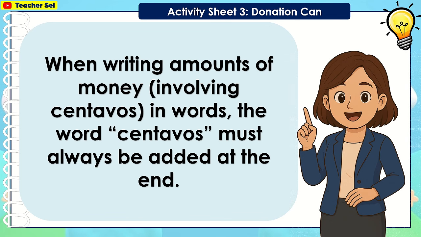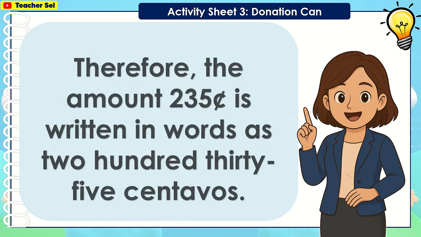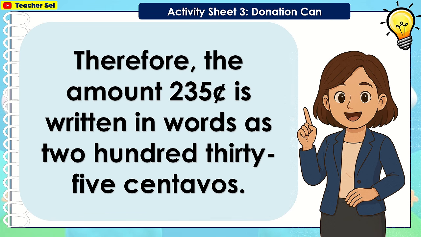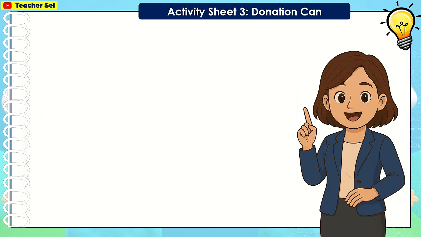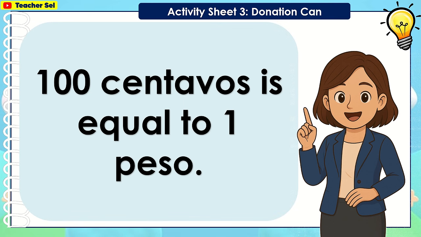When writing amounts of money involving centavos in words, the word centavos must always be added at the end. Therefore, the amount 235 centavos is written in words as 235 centavos. 100 centavos is equal to 1 peso.